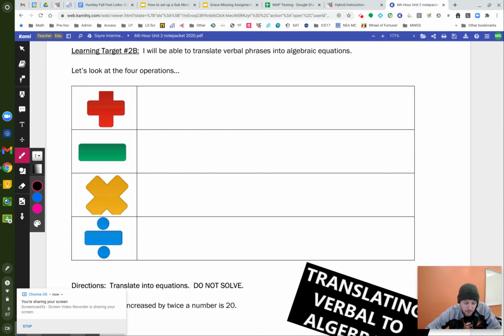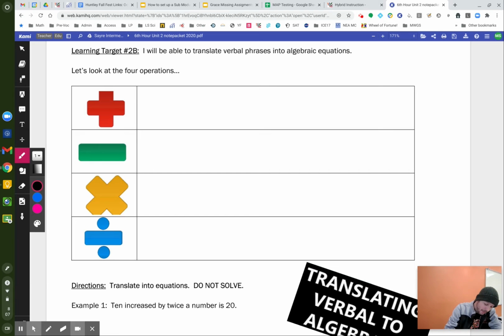We're going to work on notes 2B. This is translating verbal phrases into algebraic equations and expressions. So we're going to go over a few words that stand for the different operations that you see in front of you. So when we look at this symbol right here, you probably think, oh, that's a plus sign.